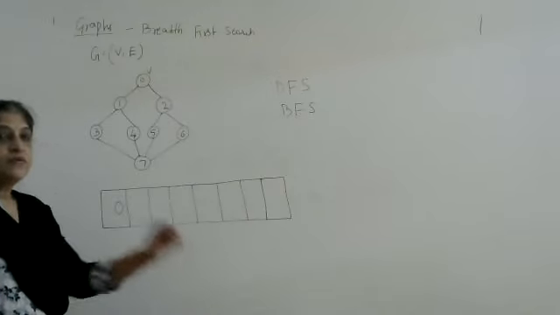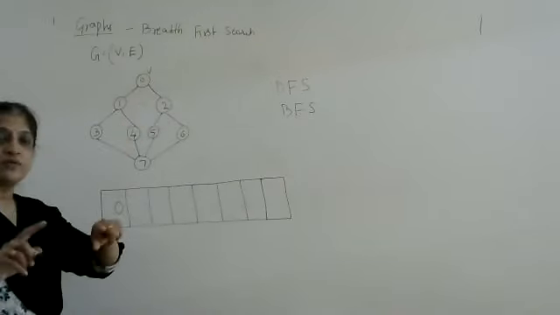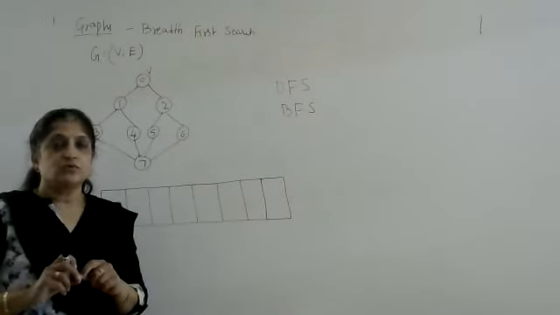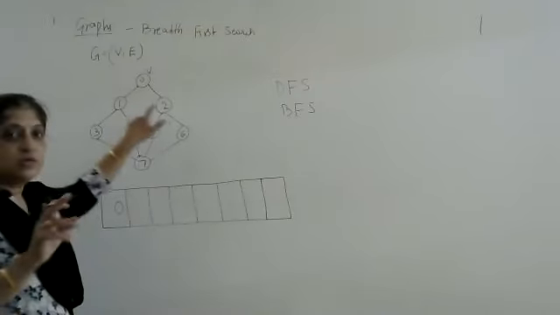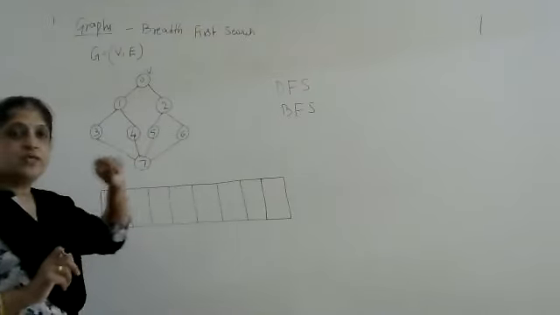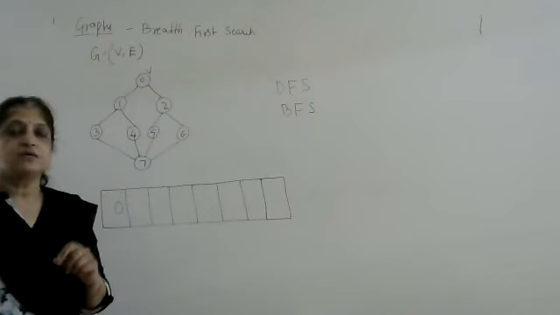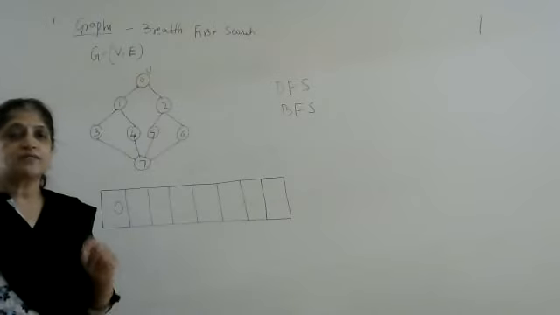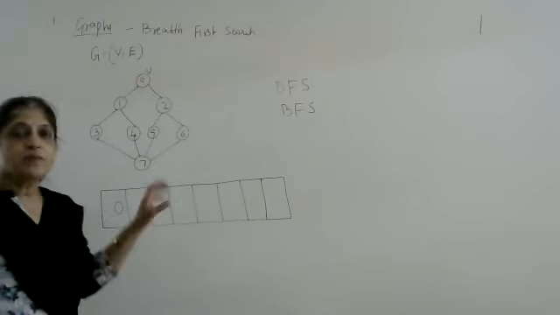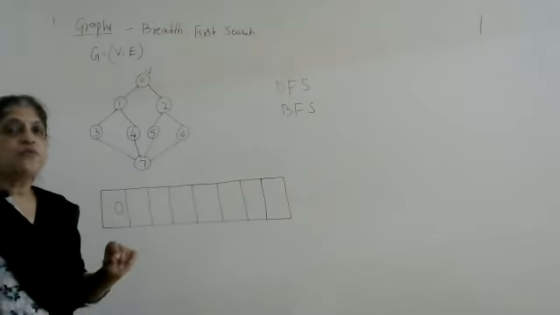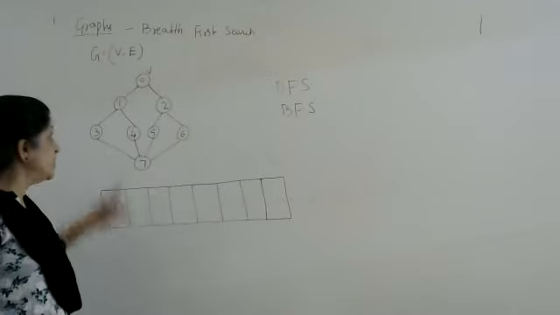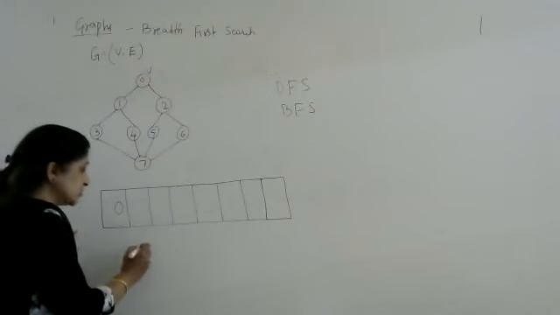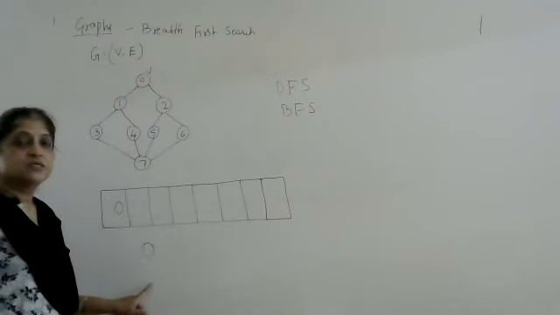Then from this we have to traverse all the vertices that are adjacent to 0. Now, to 0, we have two adjacent vertices, 1 and 2. In case of breadth first search, once we start the traversal from a particular vertex, we visit all the vertices that are adjacent to that particular vertex. Now, from 0, we have marked it as visited, inserted it in the queue and output 0. We have visited the vertex 0.